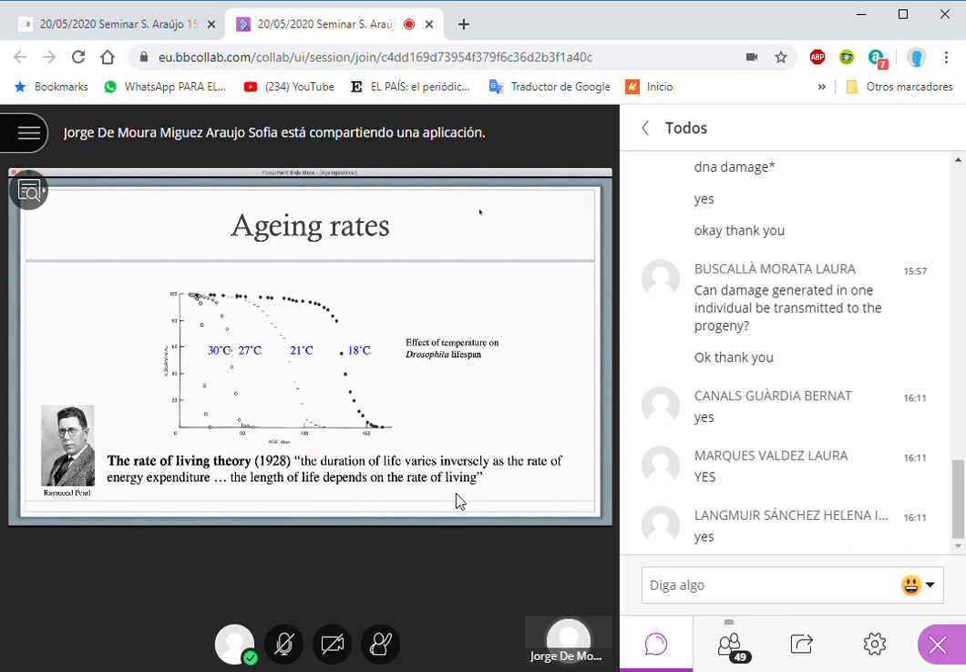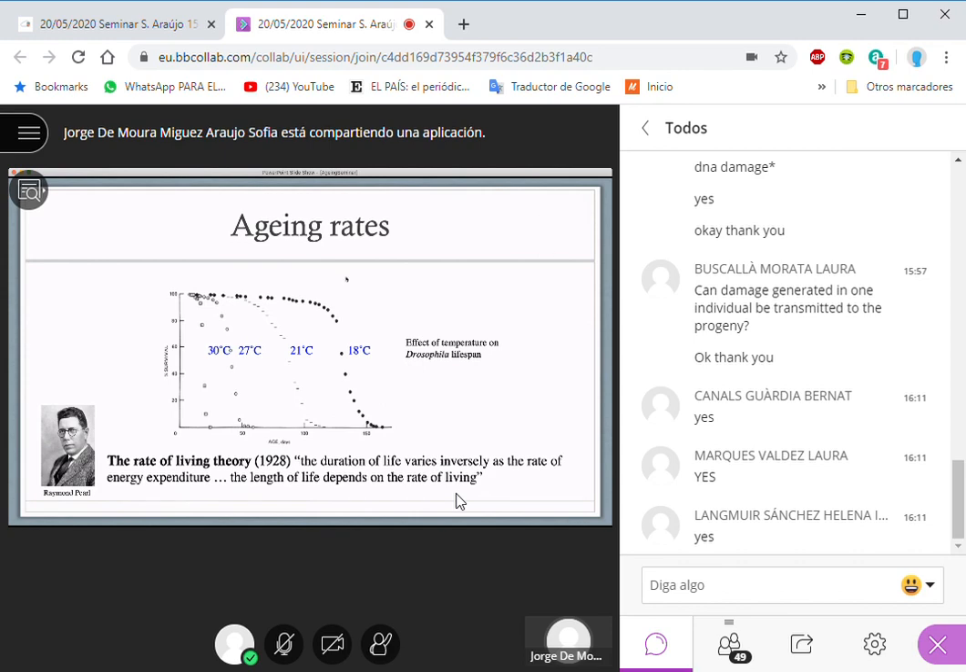So one of the first people that started looking at aging rates in organisms was Raymond Pearl, and Raymond Pearl was working with Drosophila. Drosophila melanogaster, as all the people that work with Drosophila know perfectly well, came from many different experiments in the 20s: if we put Drosophila at higher temperatures, around 25 degrees, the life cycle is 10 days. If we put them at lower temperatures, like 18 degrees, then the life cycle is again expanded. And not just life cycle is expanded, but also lifespan is expanded.